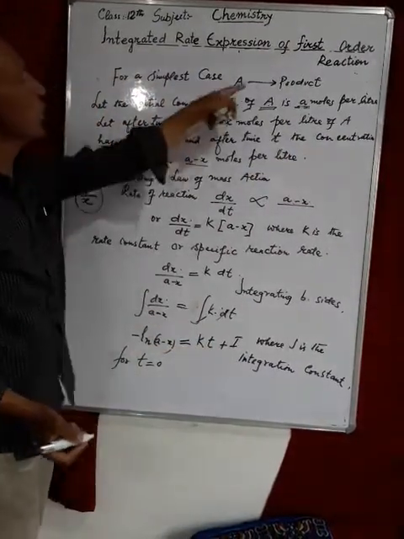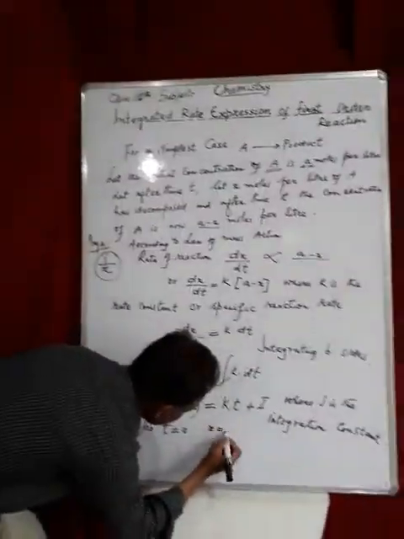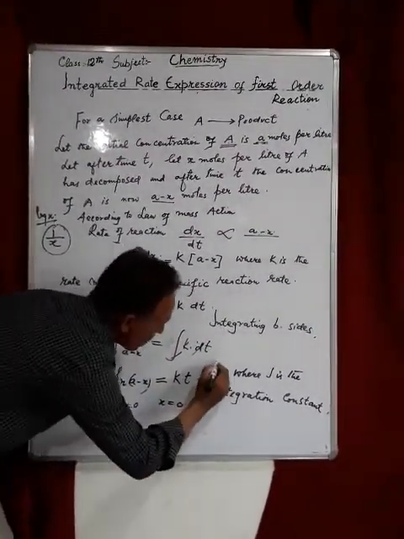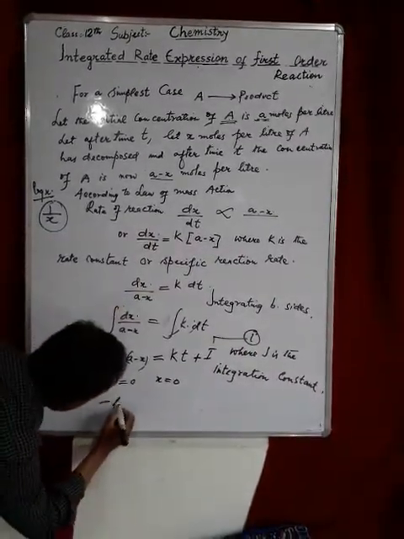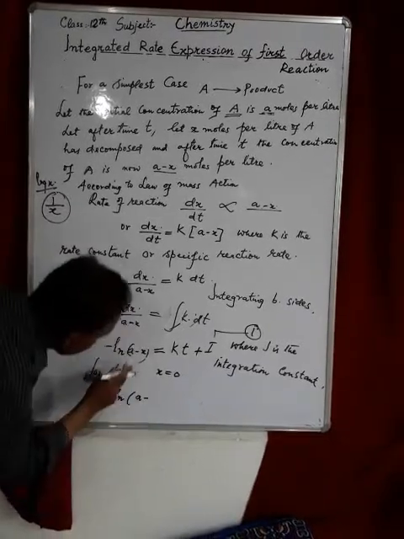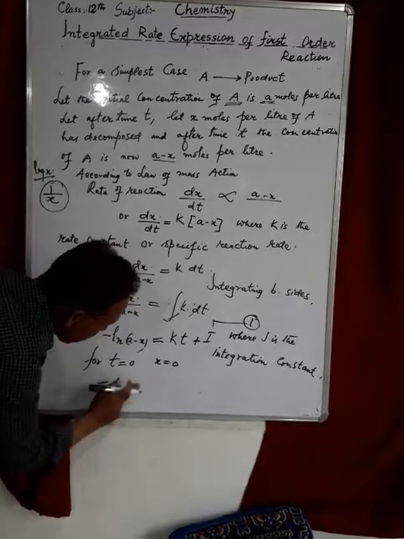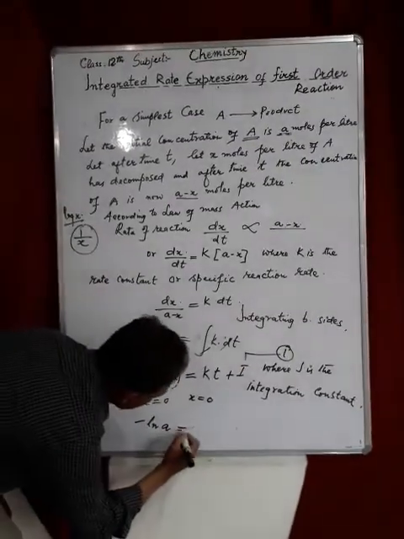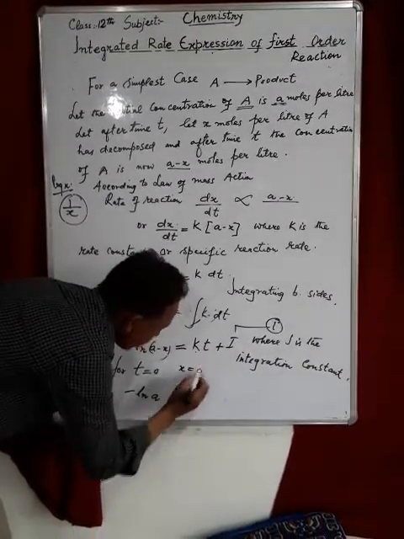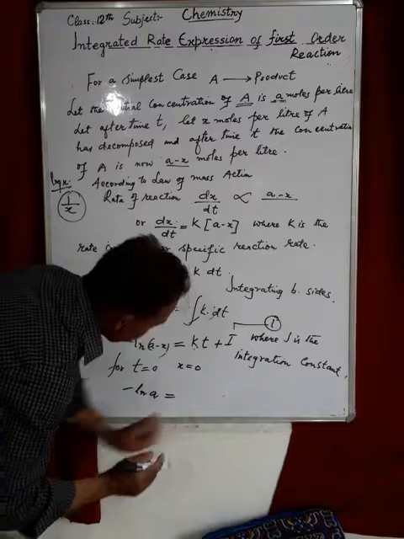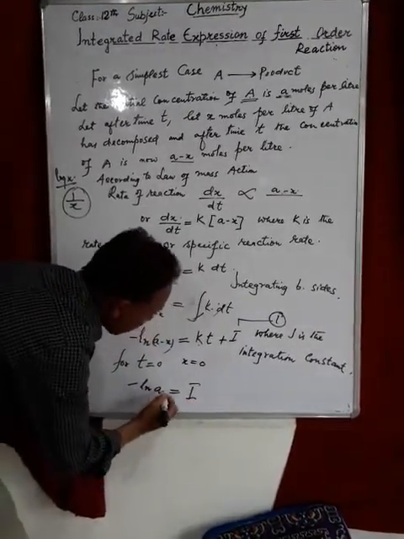0, so we don't form the product. So at time t is equal to 0, x is equal to 0. Putting the value in equation first, we get minus log natural A minus x is 0 because t is 0, so log natural A is equal to k into t is 0, that is 0, k into 0 is 0, is equal to I. So I is equal to minus log natural A.